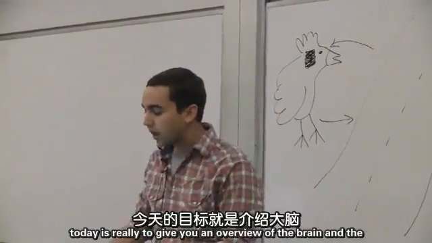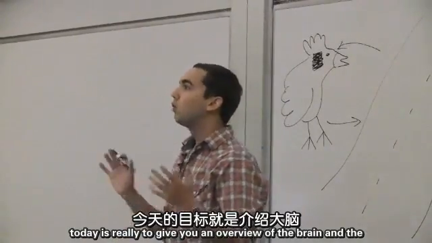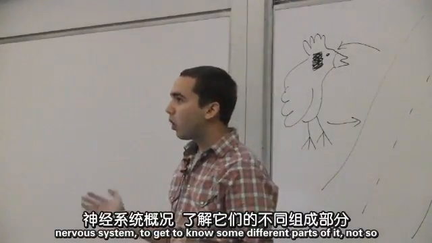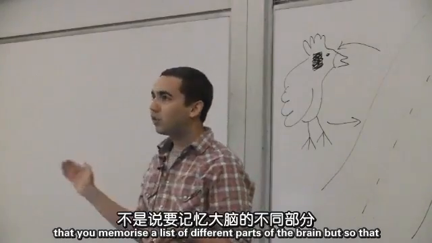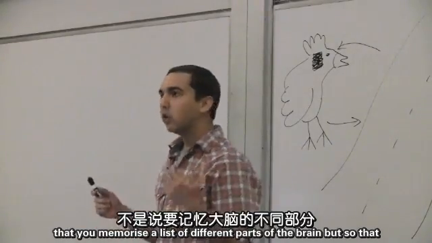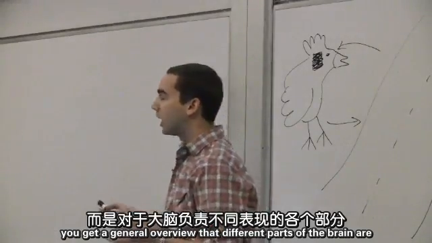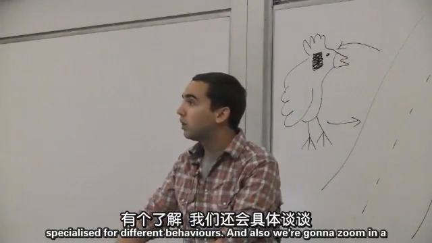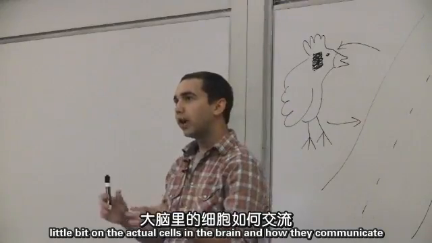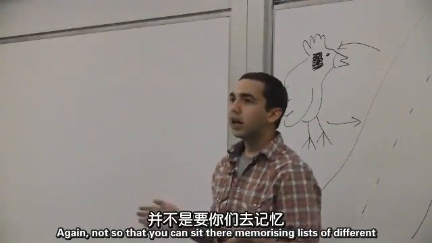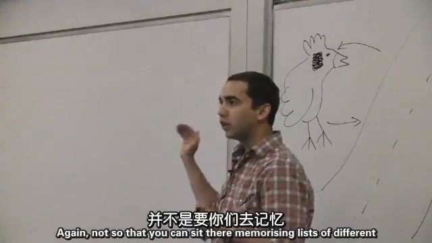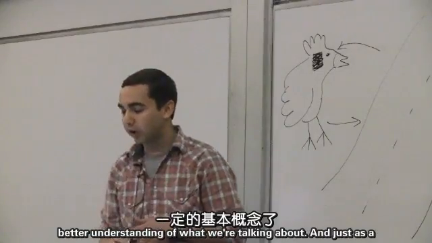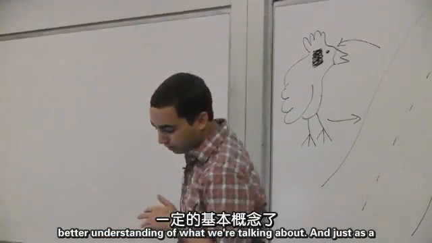And the goal for today is really to give you an overview of the brain and the nervous system, get to know some different parts of it, not so that you memorize a list of different parts of the brain, but so that you get a general overview that different parts of the brain are specialized for different behaviors. And also we're going to zoom in a little bit on the actual cells in the brain, how they communicate. Again, not so that you can sit there memorizing lists of different things, but so that when it comes up in future lectures, you will have a better understanding of what we're talking about.